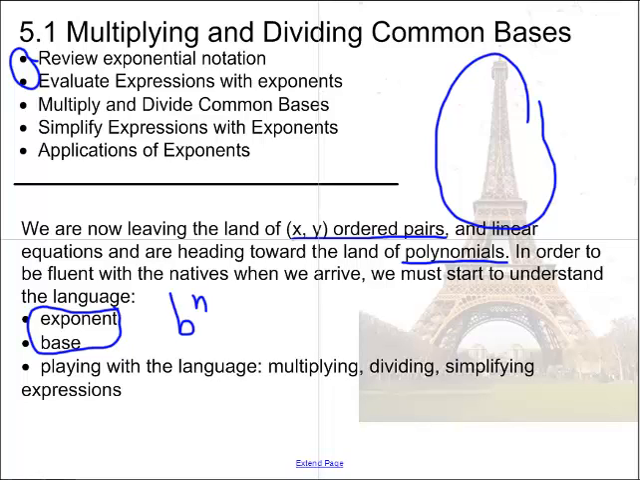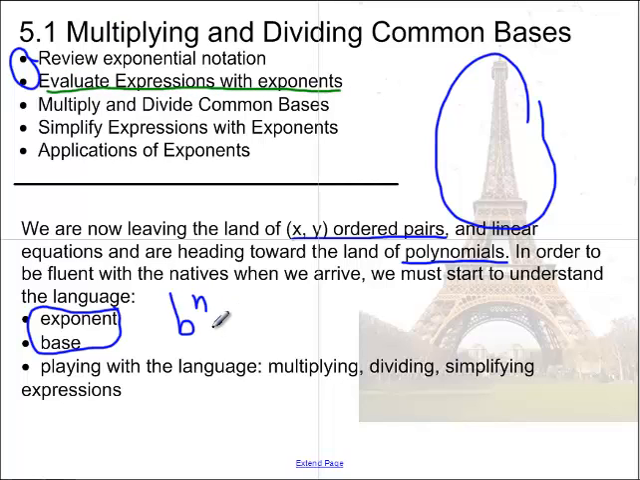Welcome everybody to video number 2. We're still talking about exponents. We're going to talk about multiplying and dividing common bases eventually, but now we're still going to get to evaluating expressions with exponents. So we're going to evaluate some expressions with exponents today.